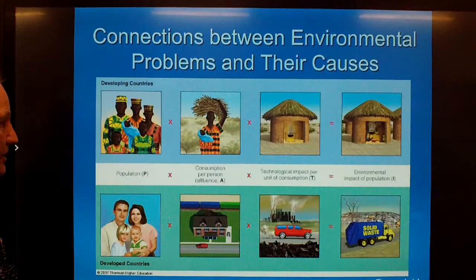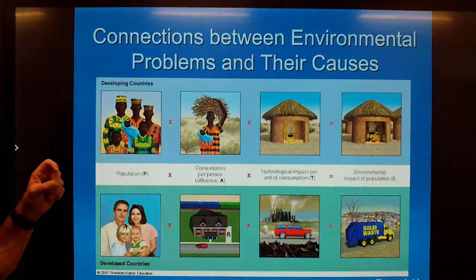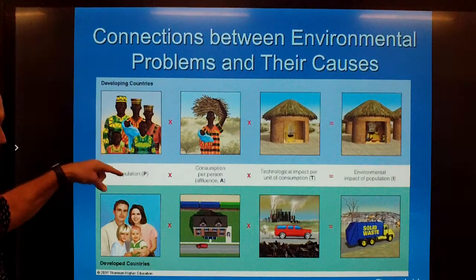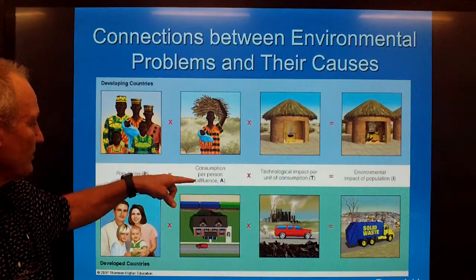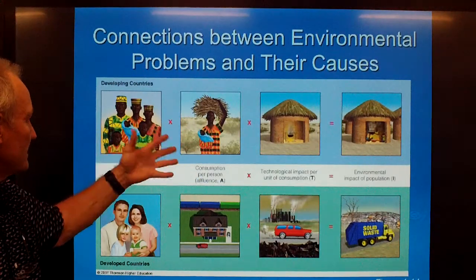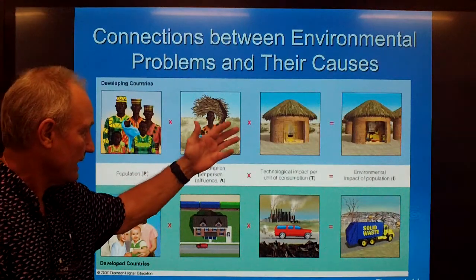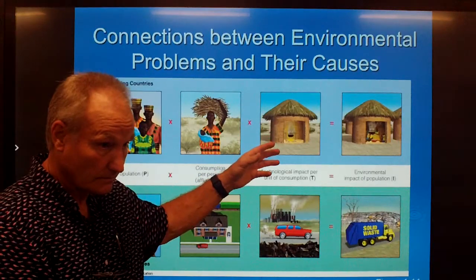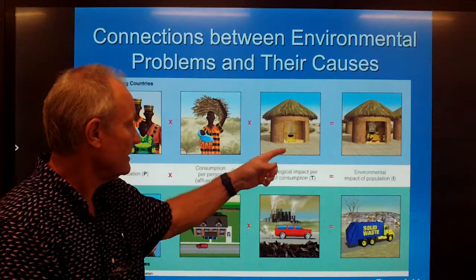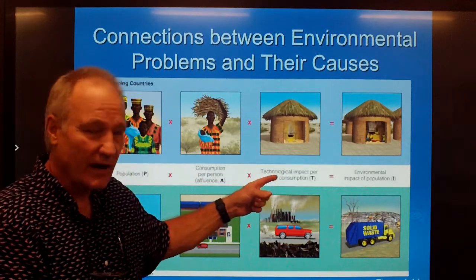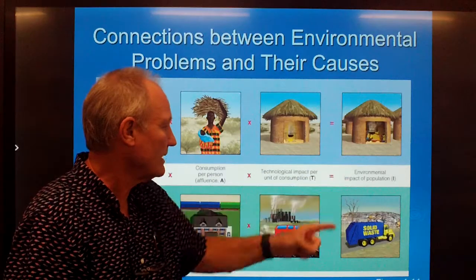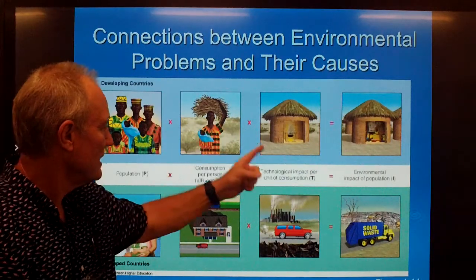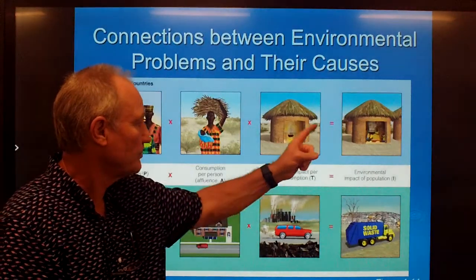Here's kind of a parallel track of how this works. Connections between environmental problems and their causes. So here's a family, let's say in Ghana or someplace, and we have this population, okay? And the consumption per person is the affluence. So how affluent is this particular group of people? And the technological impact per unit of consumption. So if they're consuming mealy meal for dinner tonight, how much environmental impact does that have? And therefore we get the environmental impact of the population. So if we multiply population times the consumption per person times the technology impact per unit of consumption, we get the environmental impact.